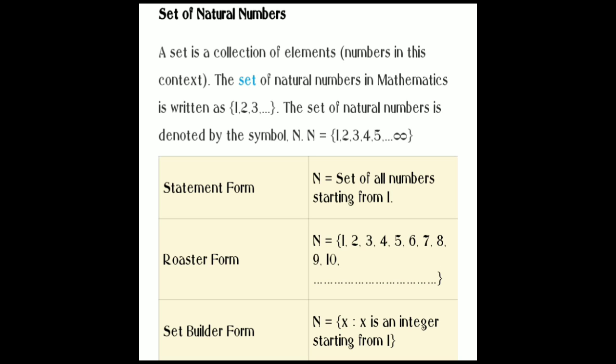The set of natural numbers in mathematics is written as 1, 2, 3. The set of natural numbers is denoted by the symbol N. N equals 1, 2, 3, 4, 5, and so on. So, in statement form, N is the set of all numbers starting from 1. In roster form, N equals 1, 2, 3, 4, 5, 6, 7, 8, 9, 10, and so on. In set builder form, N equals x, where x is an integer starting from 1.